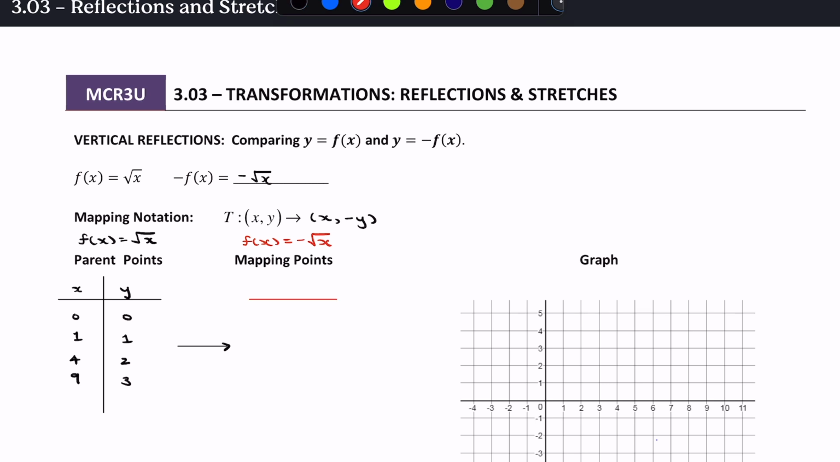Here, if we look at our transformed function with the vertical reflection, our x values stay the same, and our y values are multiplied by negative 1. So here we have 0, 1, 4, and 9, same x values. Our y values then become 0, negative 1, negative 2, and negative 3.